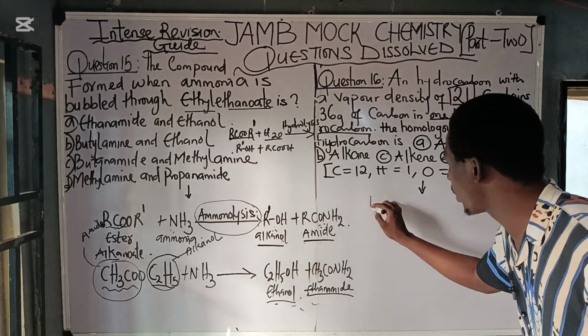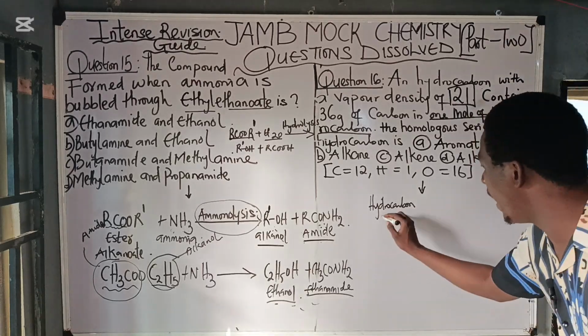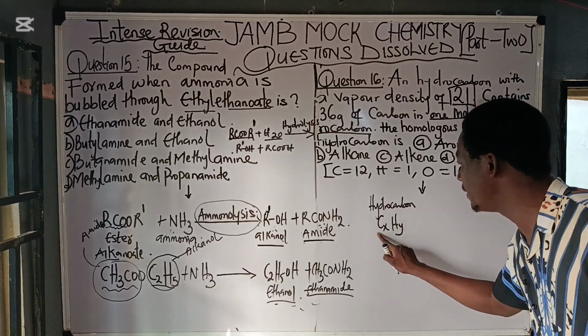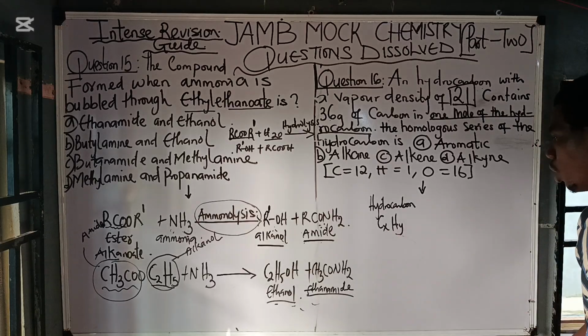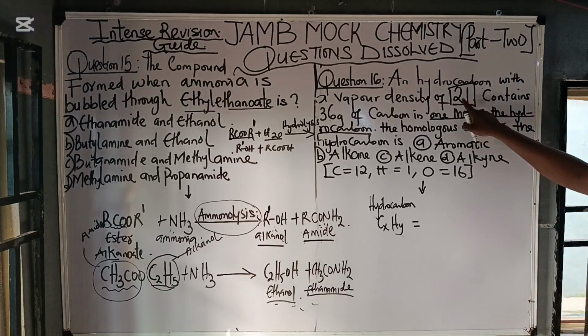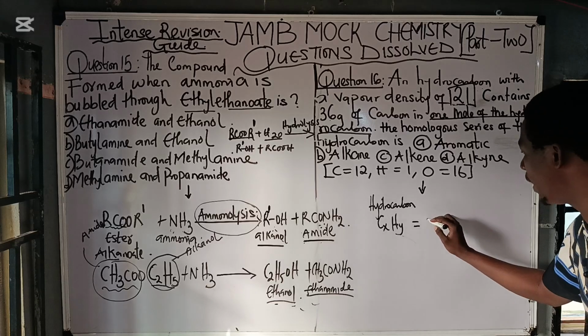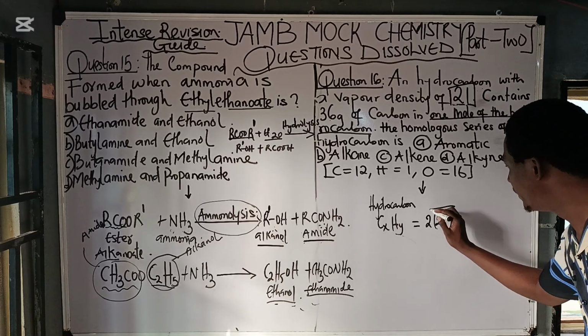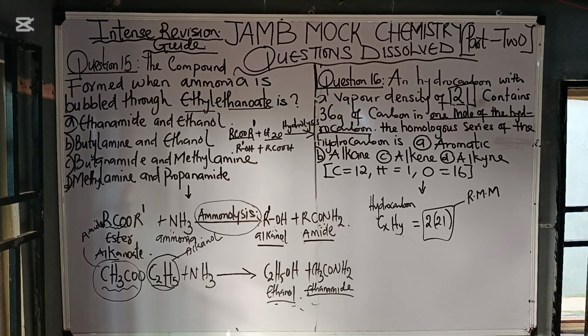First of all, a hydrocarbon is a compound containing carbon and hydrogen only. So we have CxHy to represent the hydrocarbon, knowing fully well that we don't know the value for x and we don't know the value for what? For y. They said that the vapor density for the hydrocarbon is 21. So we have 2 times 21. Why? This is to get the relative molecular mass of the hydrocarbon. When you multiply vapor density by 2, you get the relative molecular mass. So relative molecular mass is actually 2 times your vapor density.